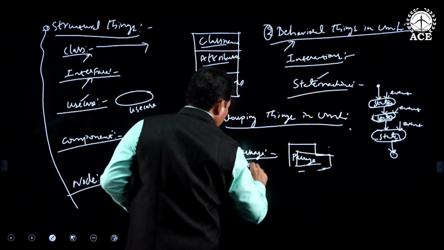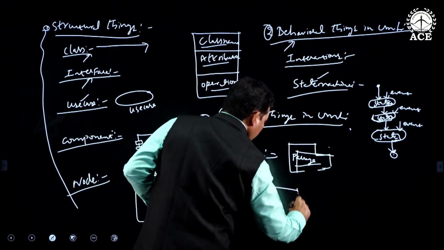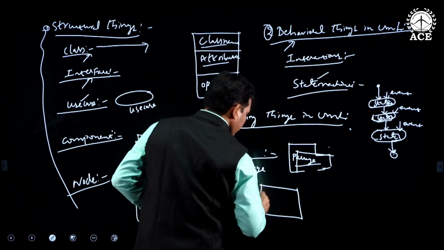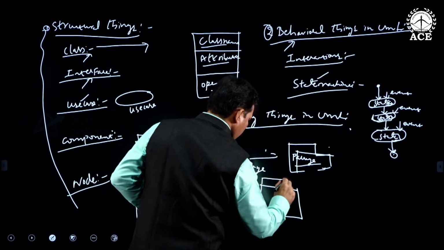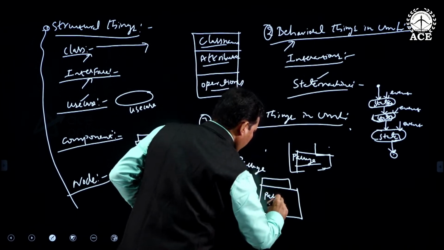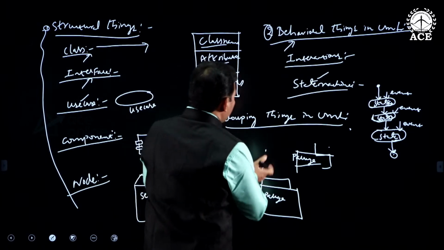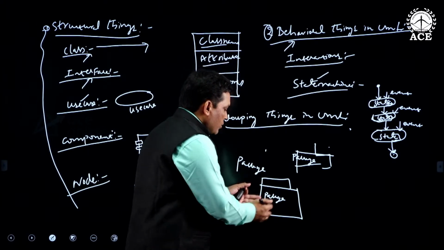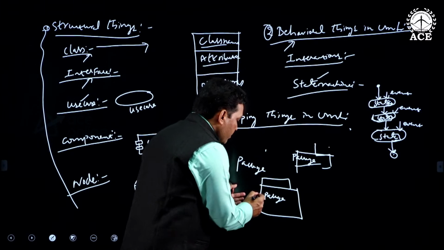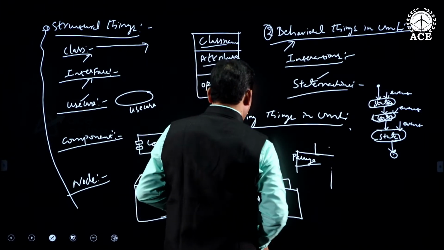Package. This we call a package. What it stores here is classes, interfaces, components, all those things will be grouped and stored in this package. That is the importance of grouping things, right?